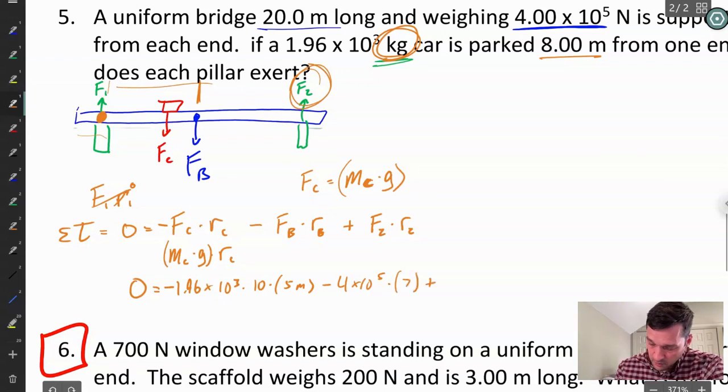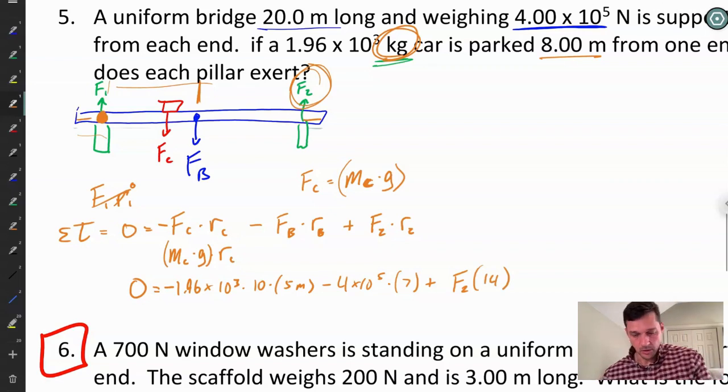plus the force exerted by that pillar. That's what we want to solve, but we do know where the pillar is. It's 3 in from the end, and the other one is 3 in from the end, and the whole thing's 20, so it's going to be 14 meters away from the left-hand pivot point. So at that point, it's number crunching.